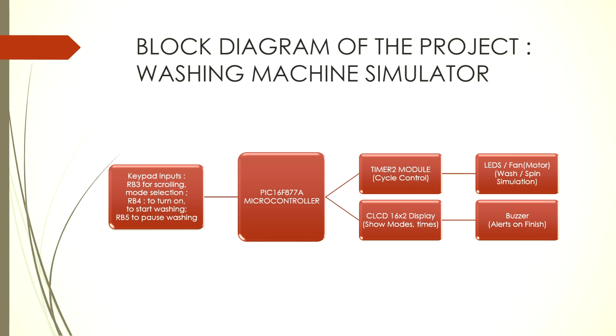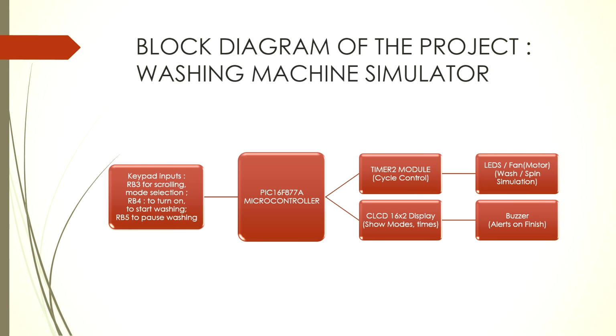Coming to the hardware block diagram of the project washing machine simulator, firstly the keypad inputs. We use the RB3 switch for scrolling modes as well as mode selection, and we use RB4 to turn on the washing machine at the starting of the program, and also to start washing of the clothes. We use RB5 to pause washing.